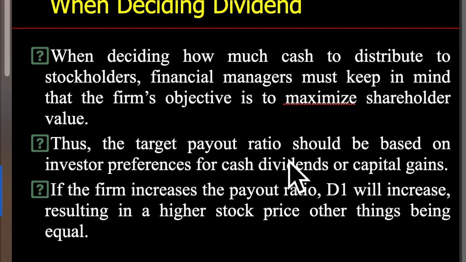Thus, the target payout ratio should be based on investors' preferences for cash dividend or capital gains. What do our investors prefer? Do they prefer to receive more shares or do they prefer to receive cash payout? If the firm increases the payout ratio, then dividend one, which is the next year's or the upcoming dividend, will increase, resulting in a higher stock price. Other things being equal, ceteris paribus.